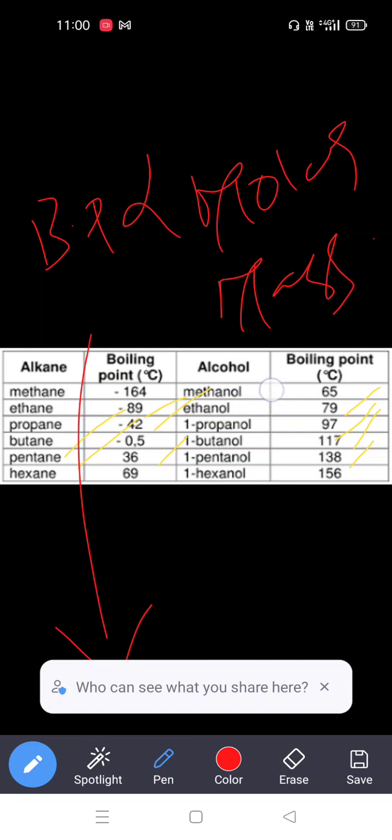So here also we can observe, from methanol to ethanol, propanol, butanol, pentanol, hexanol, the number of carbons increases and the molar mass also increases. That's why the boiling point increases: methanol 65, ethanol 79, then 97, 117, 138 and 156. Okay, that is the reason alcohols show high boiling points when compared to alkanes.